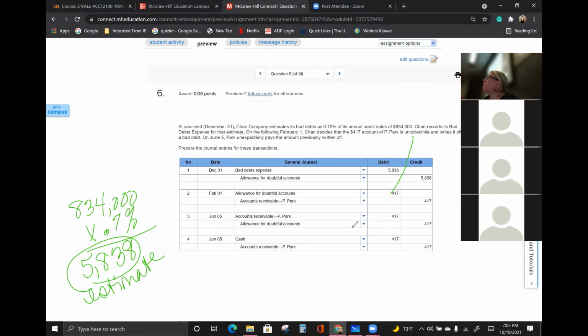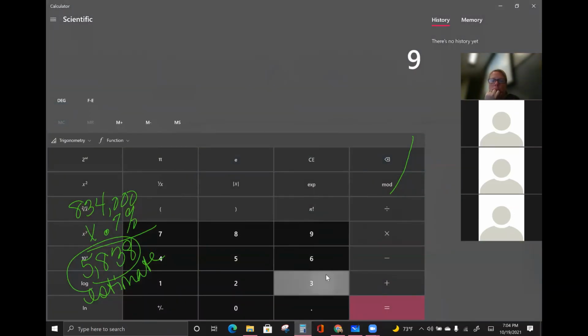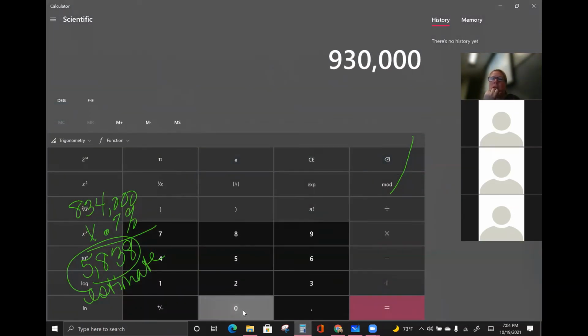Okay. So for part 1 with the bad debt expense and allowance for doubtful accounts, to get that number for the debit and the credit, all you have to do is the 834 times 0.7%. So mine is 912,000 and I have a 30% or 0.30%. When I do that, I get 273,600. When I put those in, it's saying it's wrong.